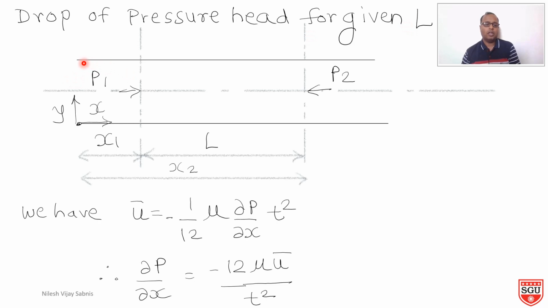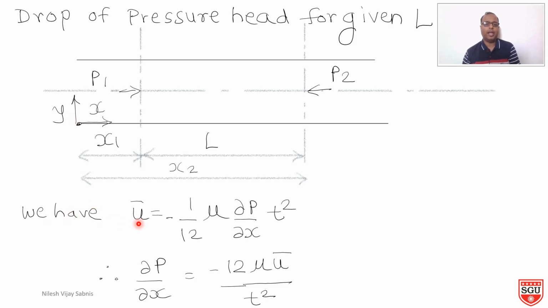Suppose there are two parallel plates. We are considering two cross sections, section 1 and section 2. Both sections are separated from each other by distance L. The first section is at distance x1, the second section is at distance x2 from the initial position. P1 is the pressure at section 1, P2 is the pressure at section 2. We will consider horizontal distance as x and vertical distance as y.